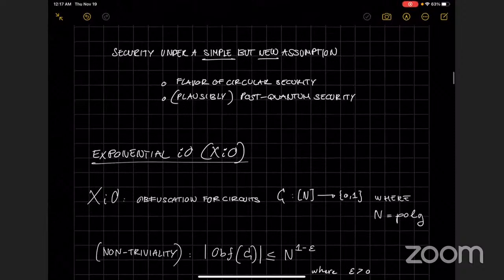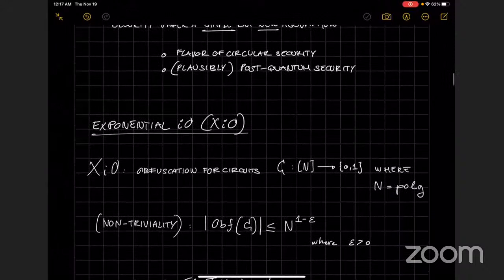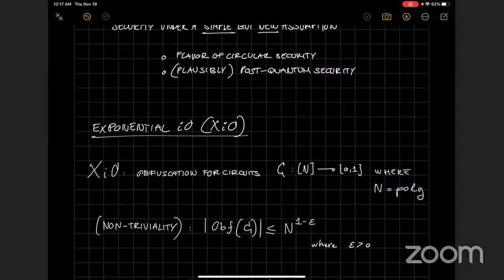And besides the security definition that we already presented for I/O, the only requirement that we impose for exponential I/O is that of non-triviality. Non-triviality means essentially that the size of the obfuscated circuit should be exponentially smaller than the size of the function or of the circuit domain. In particular, it should be smaller than n to the power of 1 over epsilon for some epsilon greater than 0. So that's really it. There's really nothing else that we impose on exponential I/O.